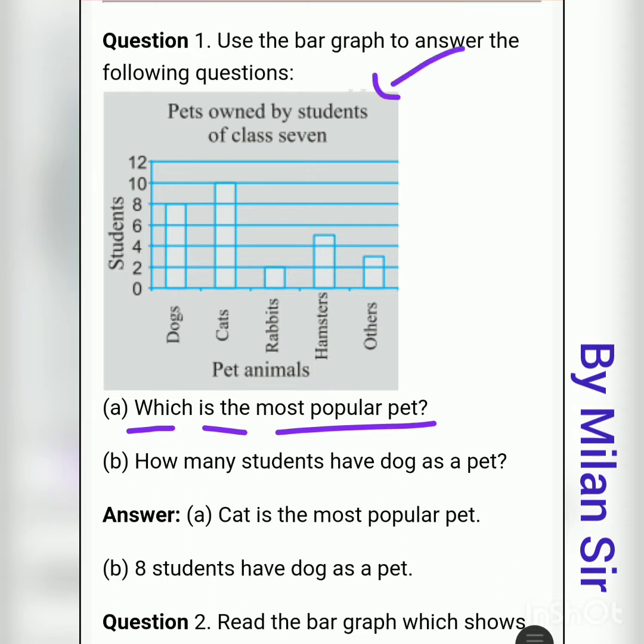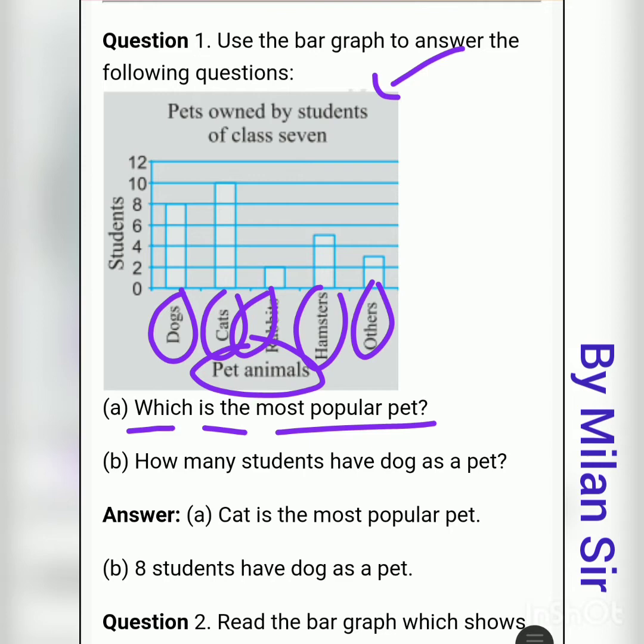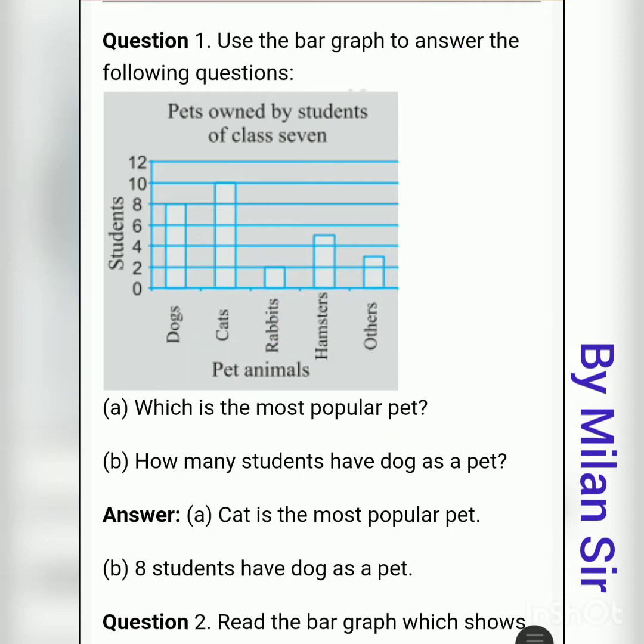Pets owned by students of class 7, and here are the names of the pet animals: dogs, cats, rabbits, hamsters and others. Here, to find the most popular pet, we need to check the highest height of the bar graph. For cat we have the highest height. It reaches up to 10. It is owned by 10 students. So cat is the most popular pet.